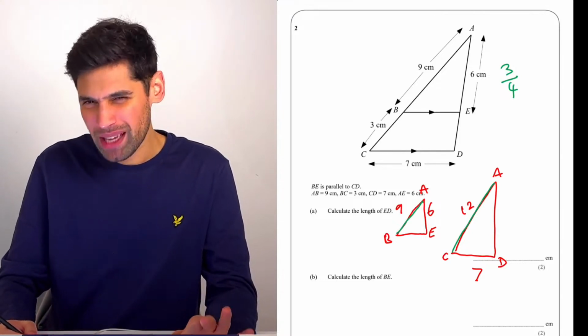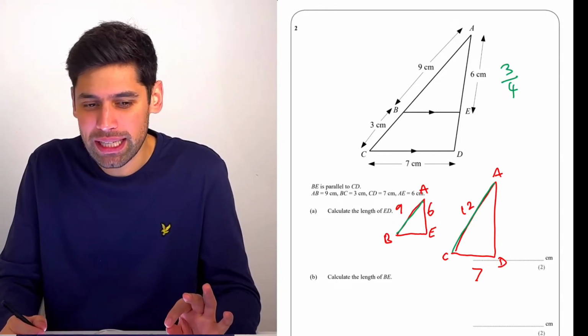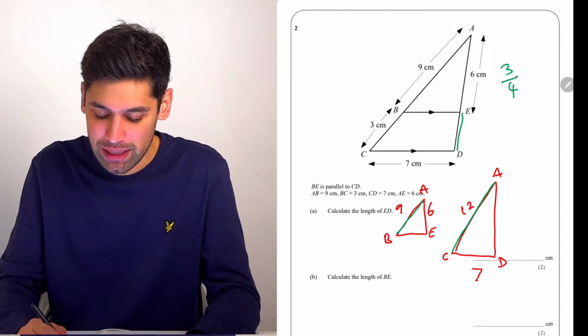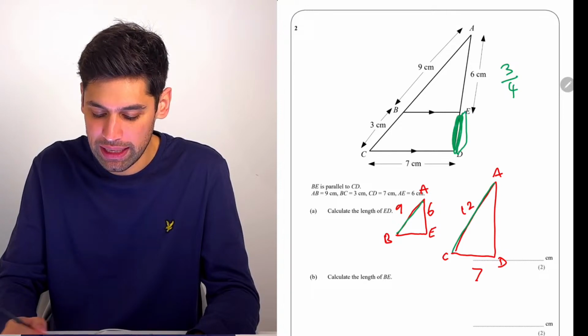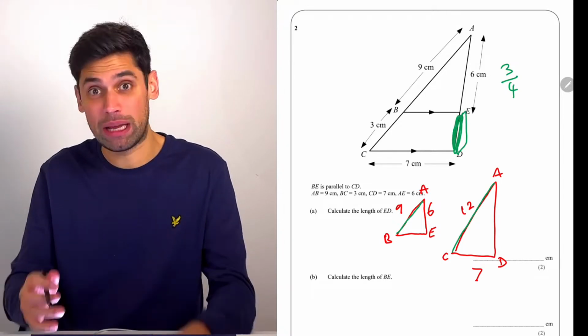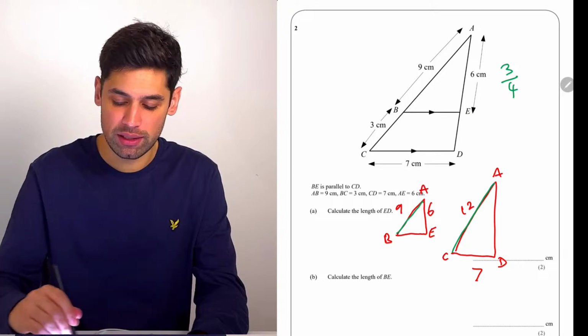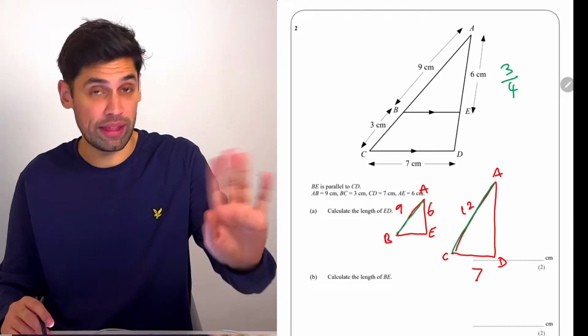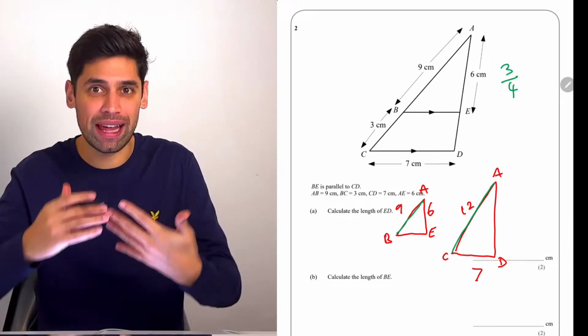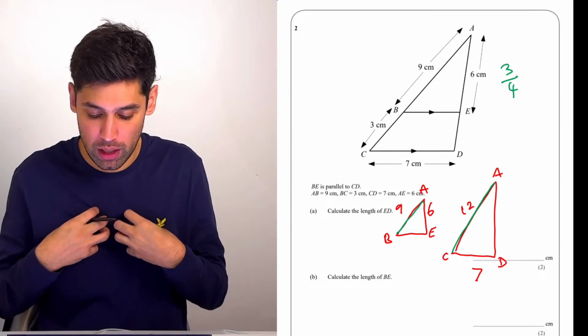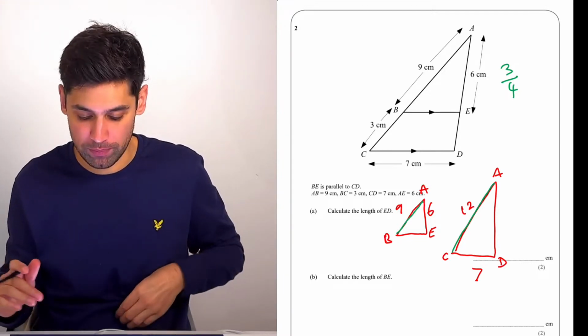Now, this question is being a bit mean because it's asking us to find ED. ED is just this section of a line here. It's not actually on any of the shapes that we have drawn. So my advice is actually ignore what they're asking us. Let's just find all of the lengths on our diagrams, and then we can answer their questions afterwards.